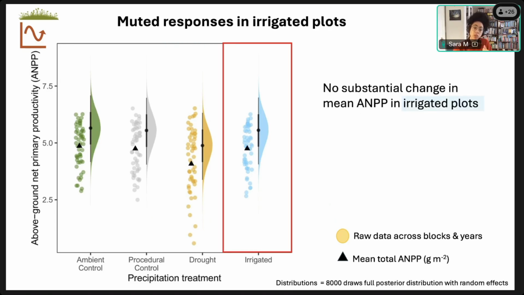Interestingly, there was a muted response with irrigated plots. It seemed to behave quite similarly to the controls. We think it's likely due to the amount of water added. It was 150% of rainfall levels. Maybe that wasn't enough to elicit a response, or it could be to do with efficacy issues with the irrigation treatment potentially.